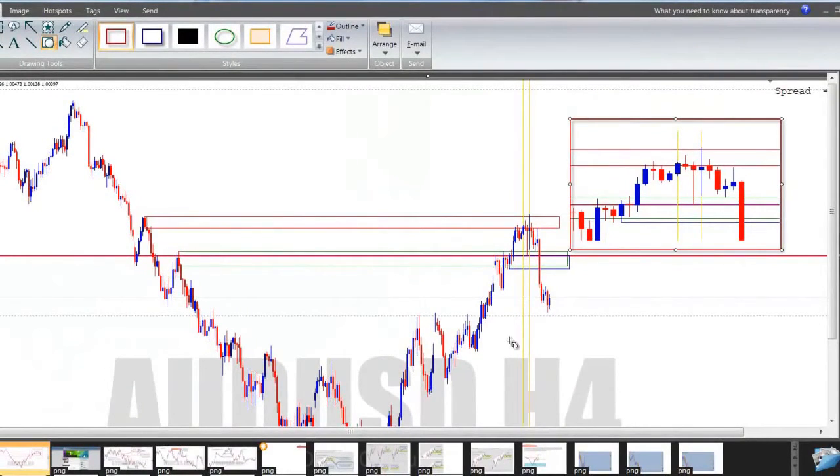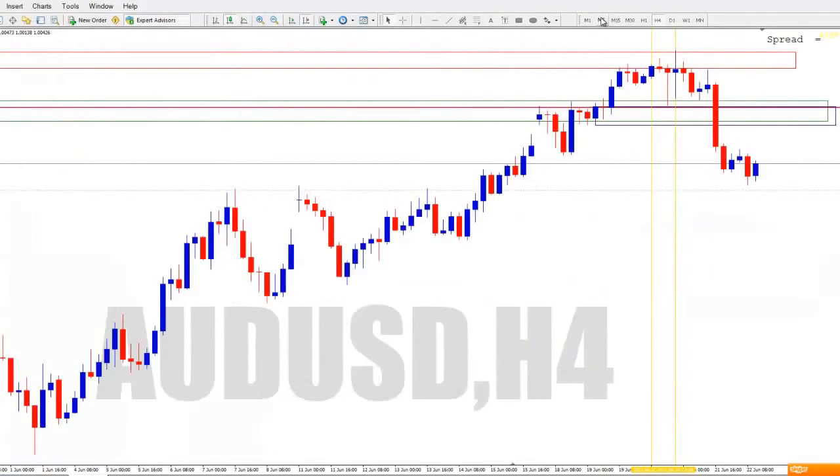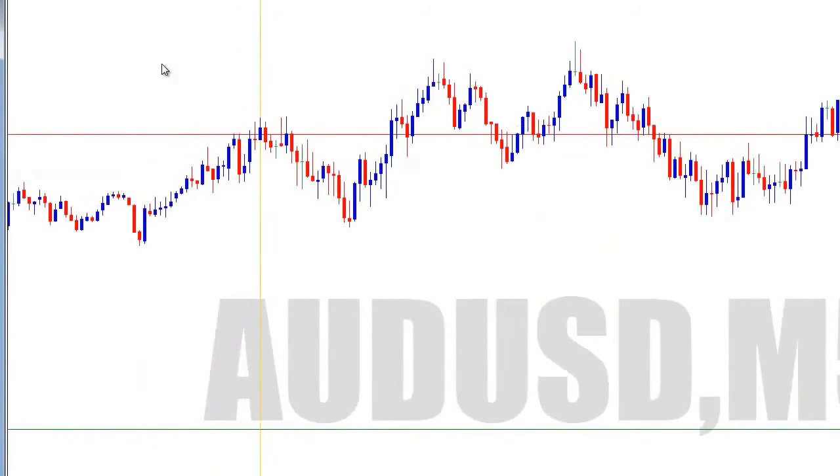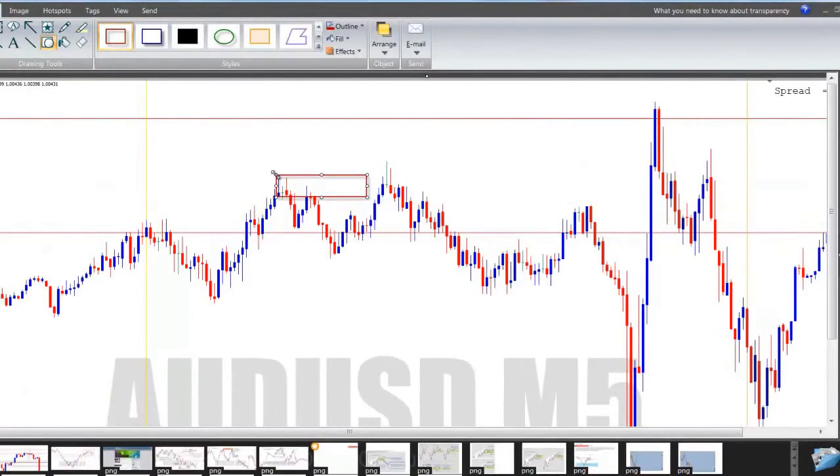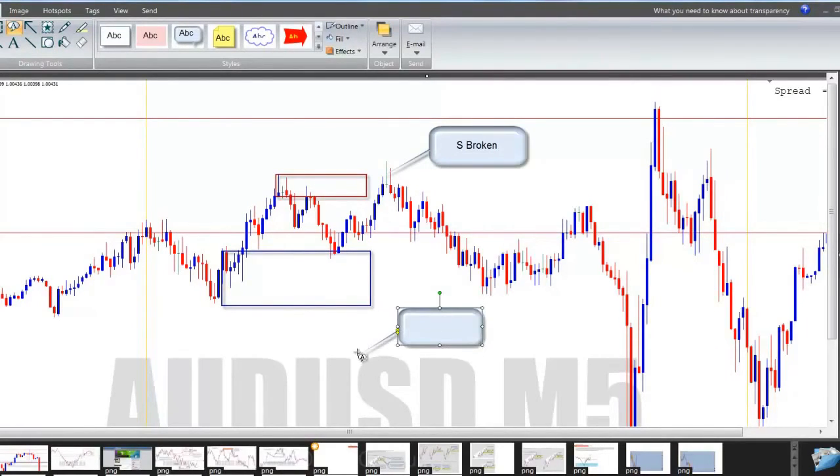And then back over to here, into our M5. So then we can save this, demands and what's been happening here. Supply. And then we have demand. We have supply broken. We'll write in supply broken there. Here we have demand touched.